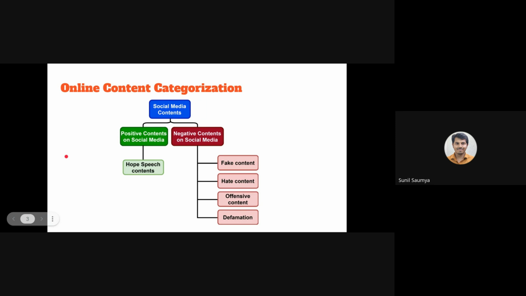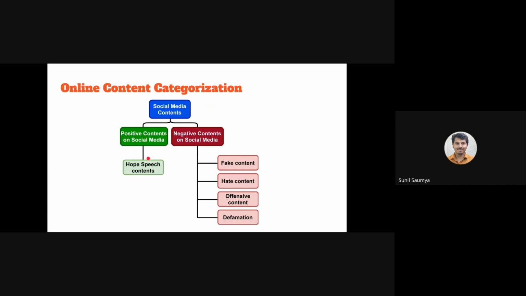Fine. So these two are the types of content we usually see on social media. The positive content is what we call hope speech, comments like well done, very good, or congratulations, because these actually give us the hope of doing something good. So we see a lot of positive content on social media, and the main goal of social media was to share our things, to appreciate each other, to encourage each other, and so on.